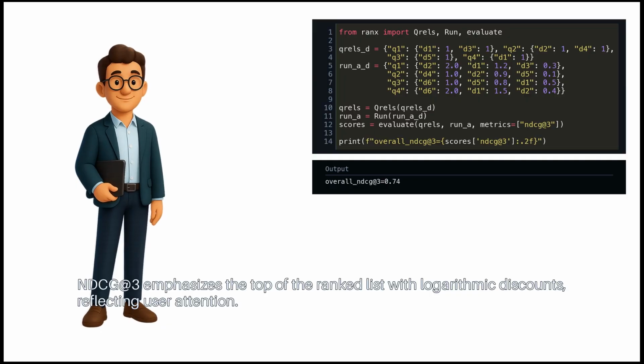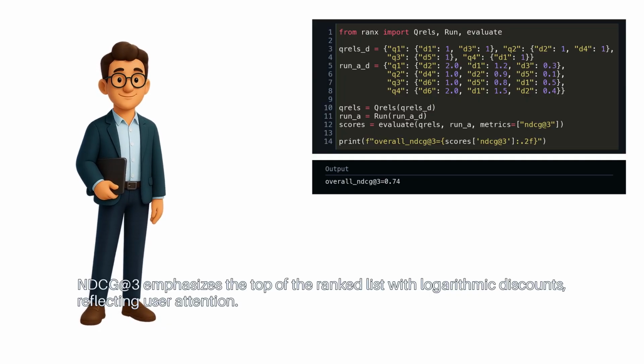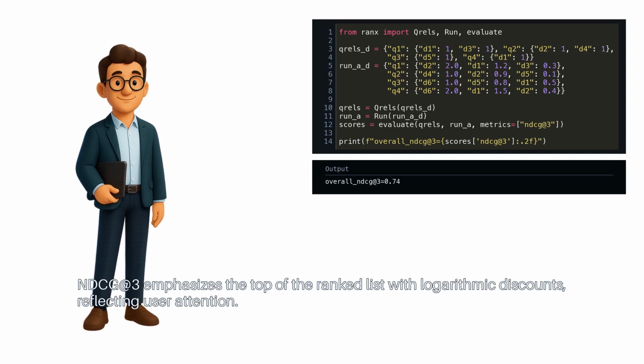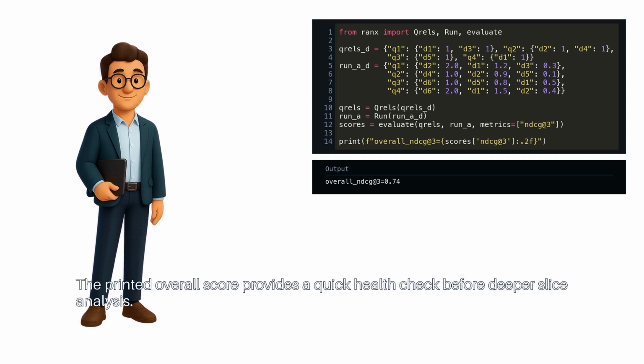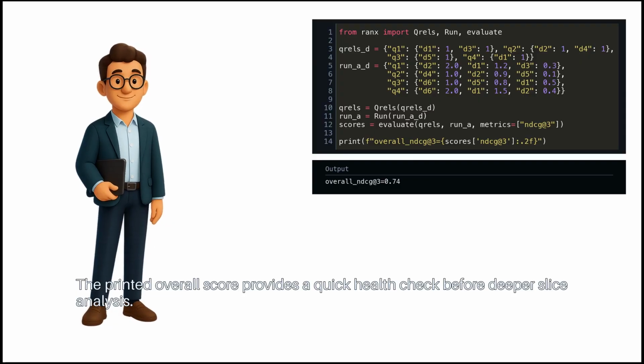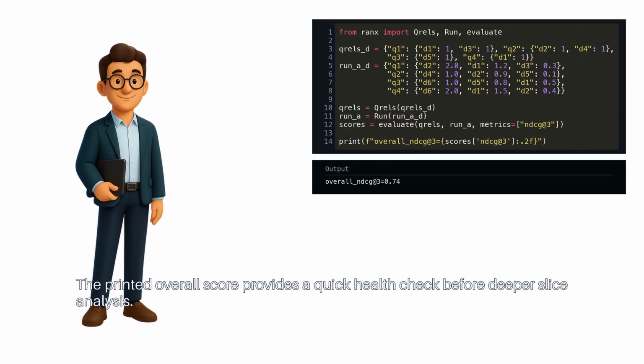NDCG at 3 emphasizes the top of the ranked list with logarithmic discounts, reflecting user attention. The printed overall score provides a quick health check before deeper slice analysis.